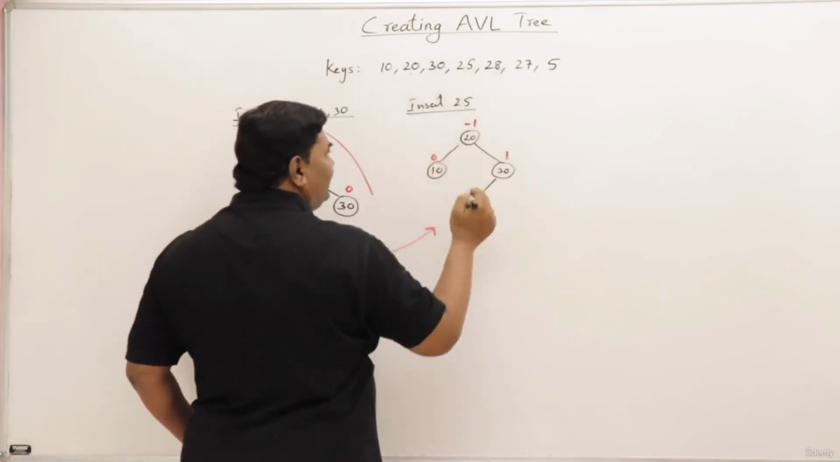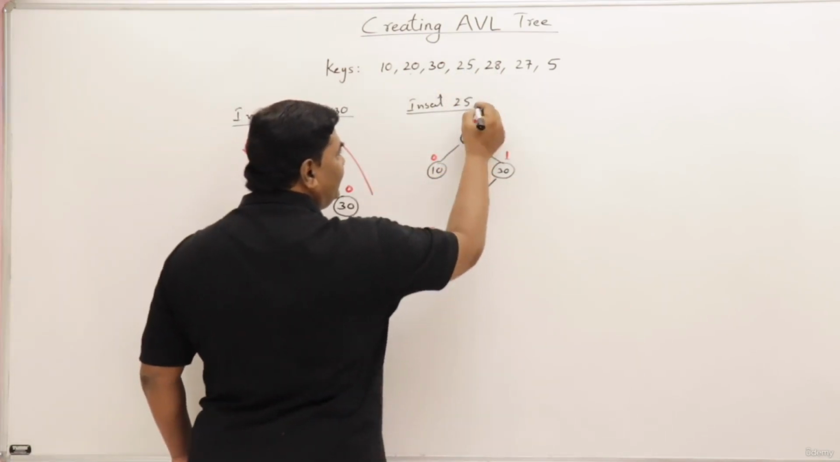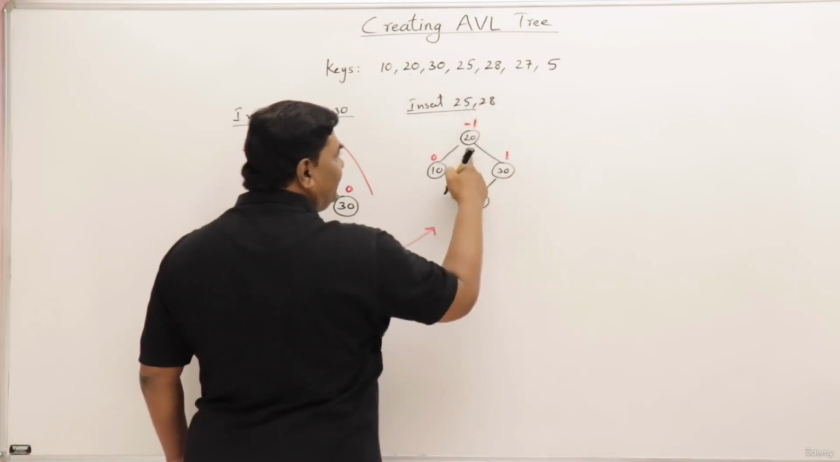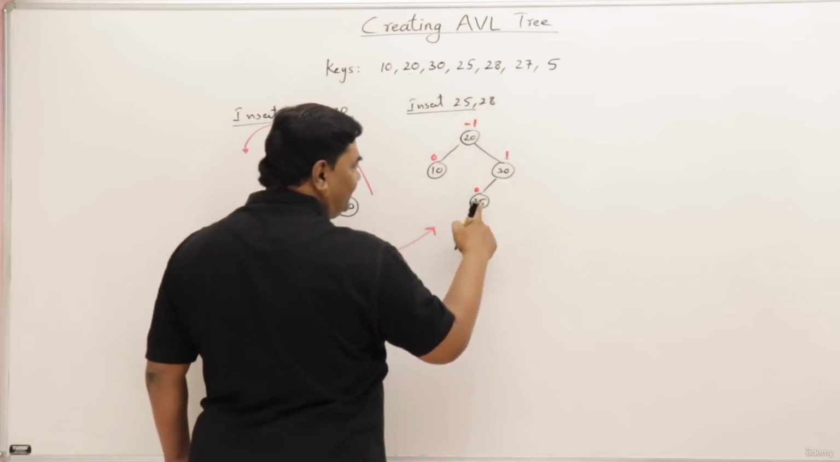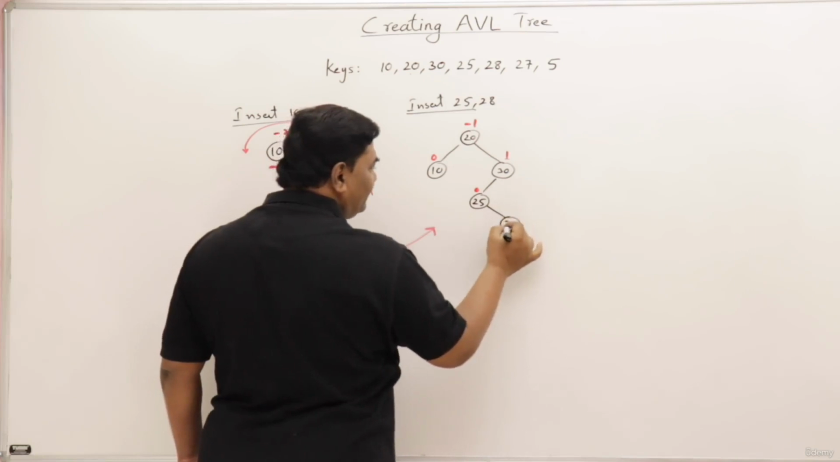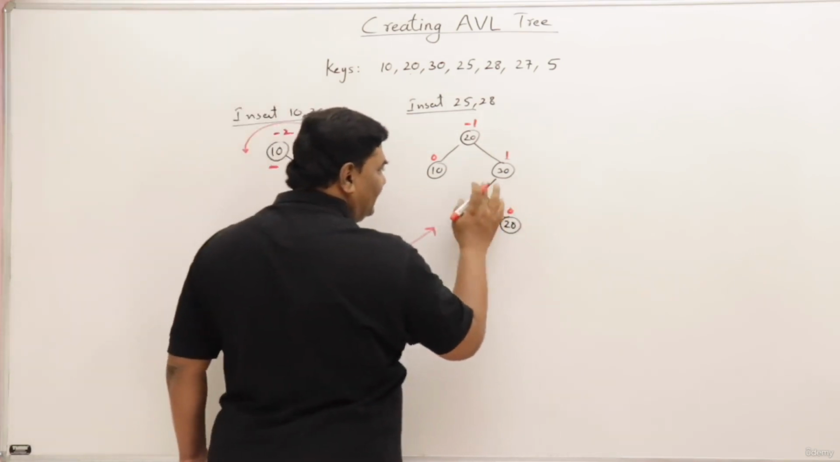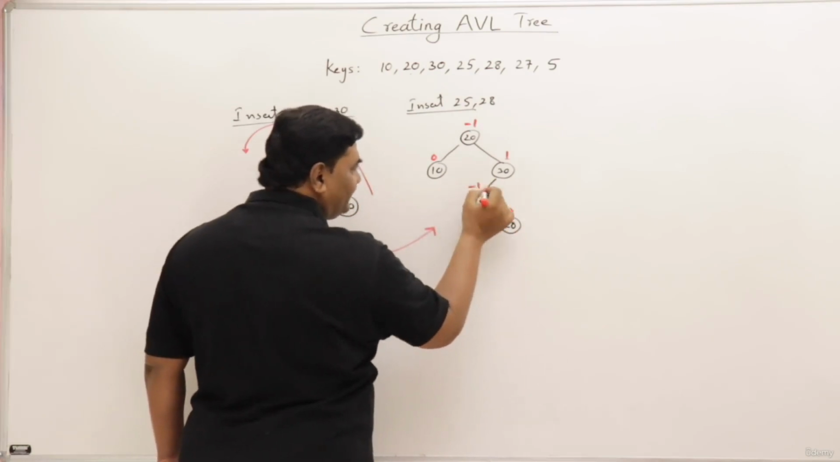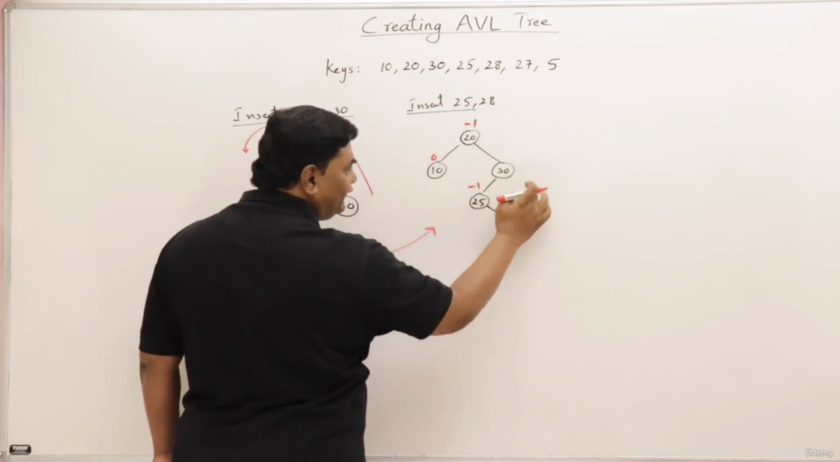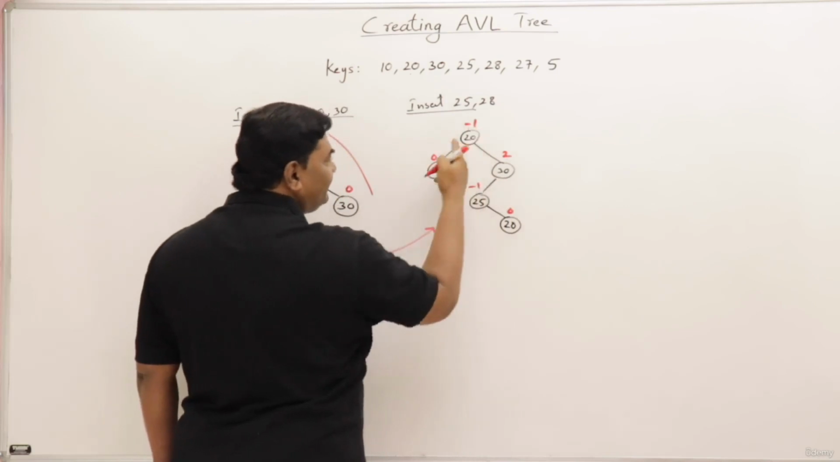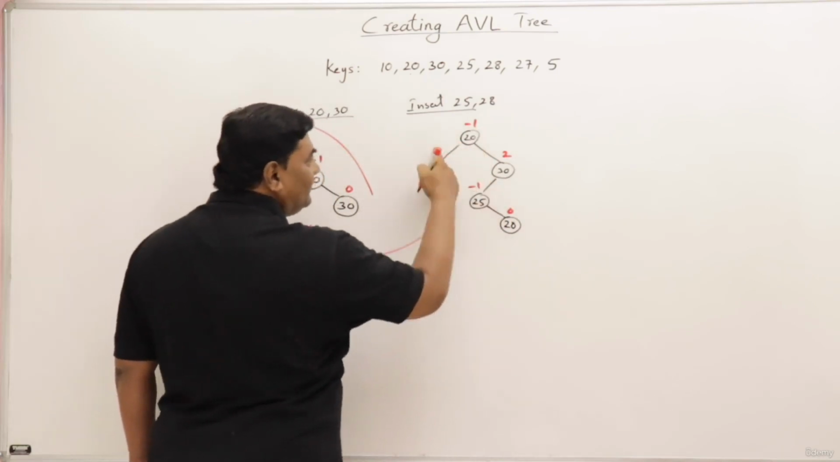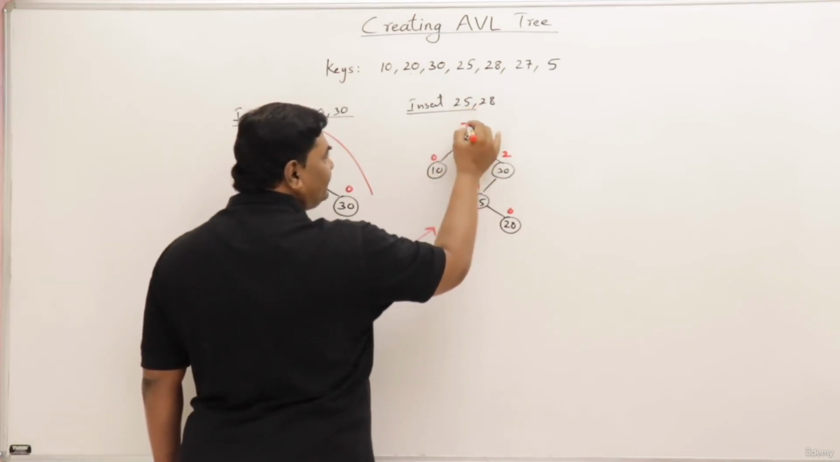Now the next key is 28. Insert 28. 28 is greater than 20, less than 30, greater than 25. So it comes here. Let us see balance factors. This is 0 and this is 0 minus 1. So minus 1. And this is 1, 2 minus 0. So this is 2. This one is 1, 1, 2, 3. 1 minus 3. So this is minus 2.